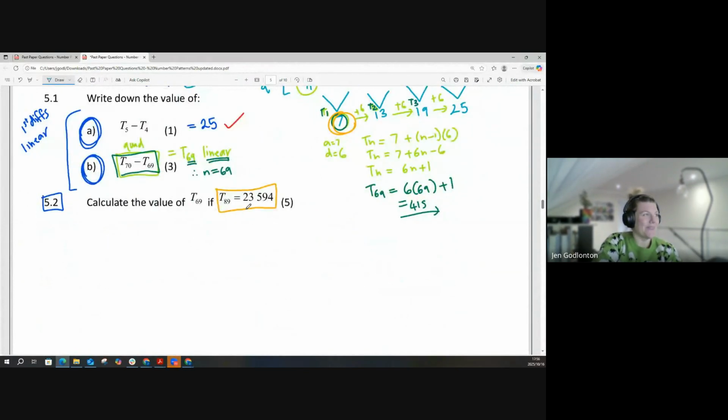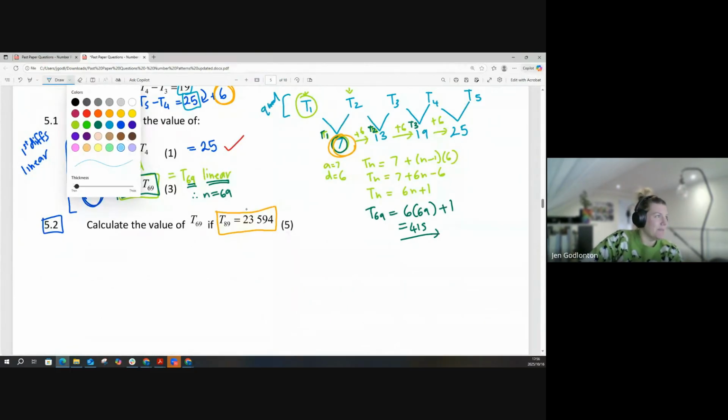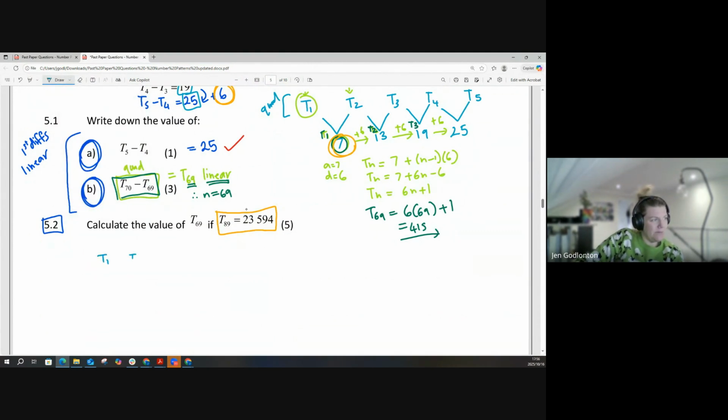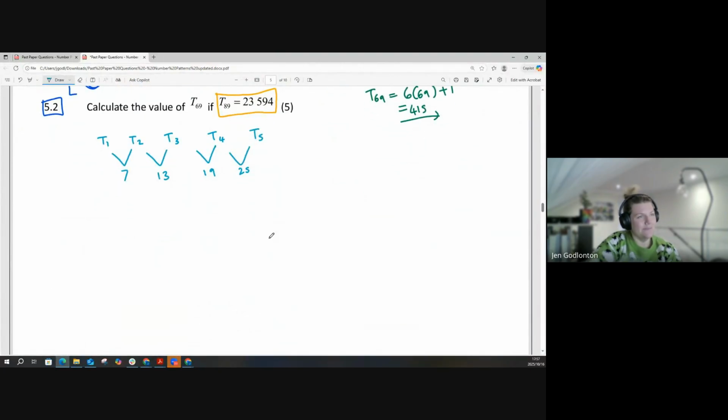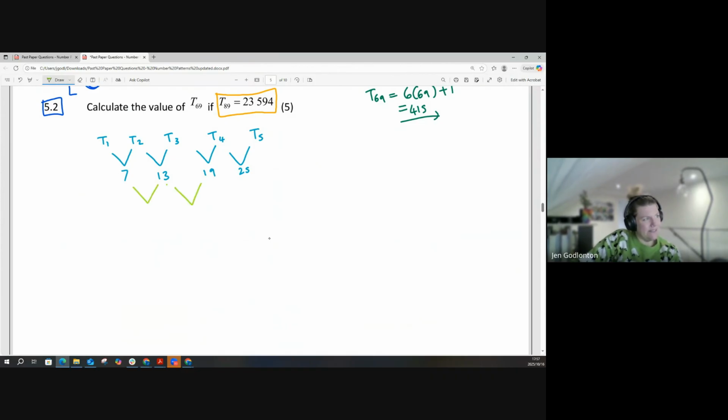Yeah, okay. All right, let's have a look at this. I'm going to write this out. So I'm going to draw some things here. I'm going to keep this as we are. T1, T2, T3, T4, T5. Okay. And my first differences were 7, 13, 19, 25. I'm just going to move that down. I will scroll out so you can see everything all together. And then my next ones, my second differences, are going to be 6, 6, 6.